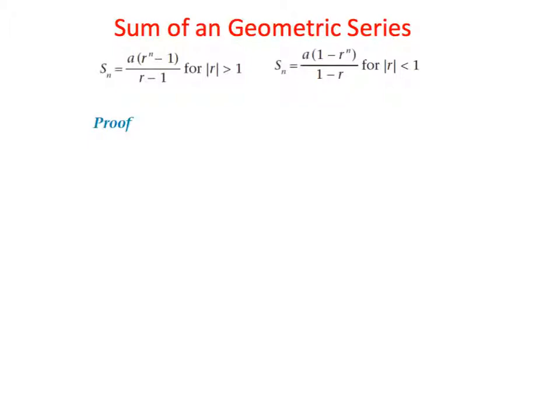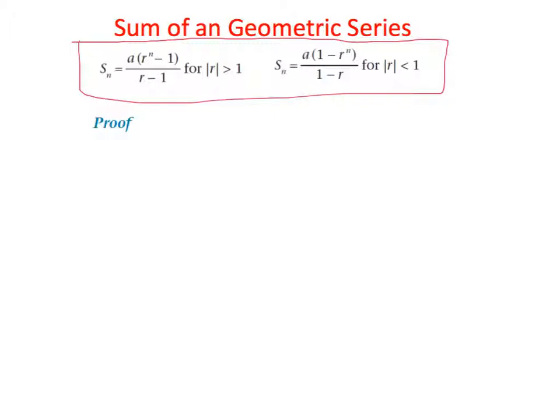There are two more formulas that you need to memorise for this topic on series. For the sum of n terms in a geometric series, you can use either of these two formulas depending on the common ratio. Remember R is the common ratio. If the absolute value of the common ratio is greater than 1, say R is 2 or even negative 2, then you use this formula. You use this formula here if the absolute value of R is less than 1, say if R was a half or a quarter.